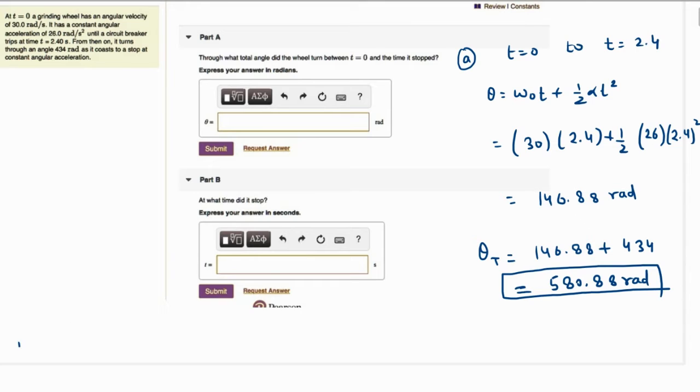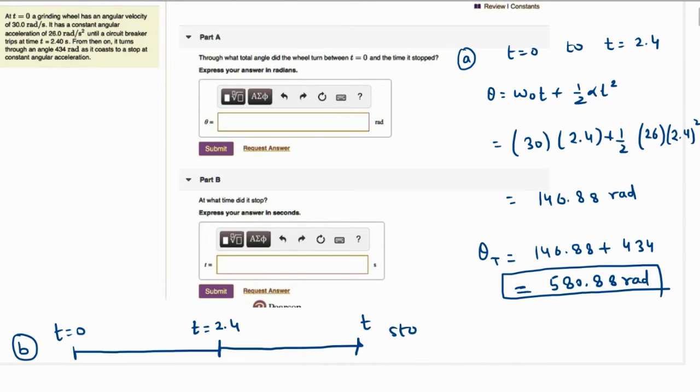In order to find the time, we should know the alpha in the second case. So let's divide this complete analysis into three parts. One is t equal to 0. This is t equal to 2.4, and this is the time when it stops. Here it is 30 radian per second. This is 26 radian per second squared. Let's say this is omega 1. Let's say this is omega 2.